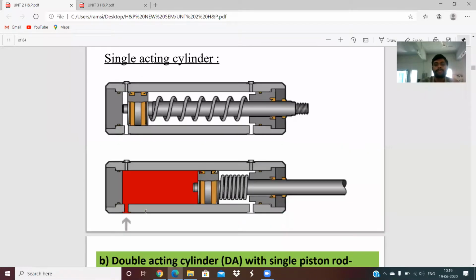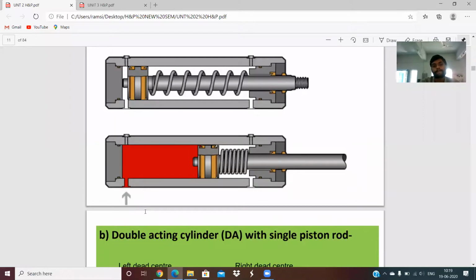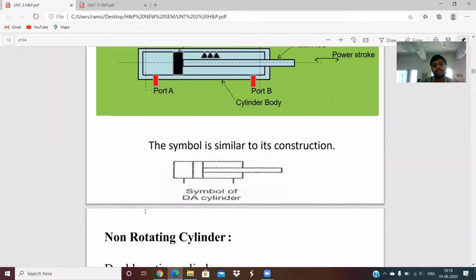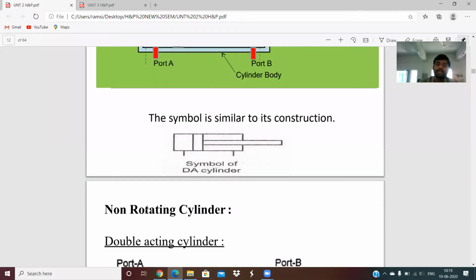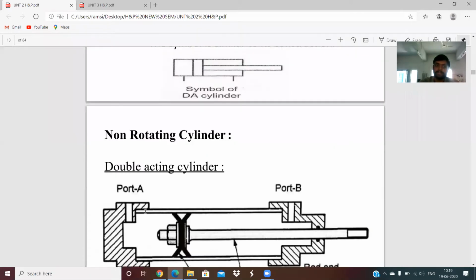Just look at your screen to see what the content of this subject is. You see on your screen, this is the symbol of this actuator. So we have to draw the symbols of these valves also: one direction valve, two direction valve, 3x2 direction valve. All this we have to draw. Then this is the non-rotating cylinder, and a special type of cylinder.